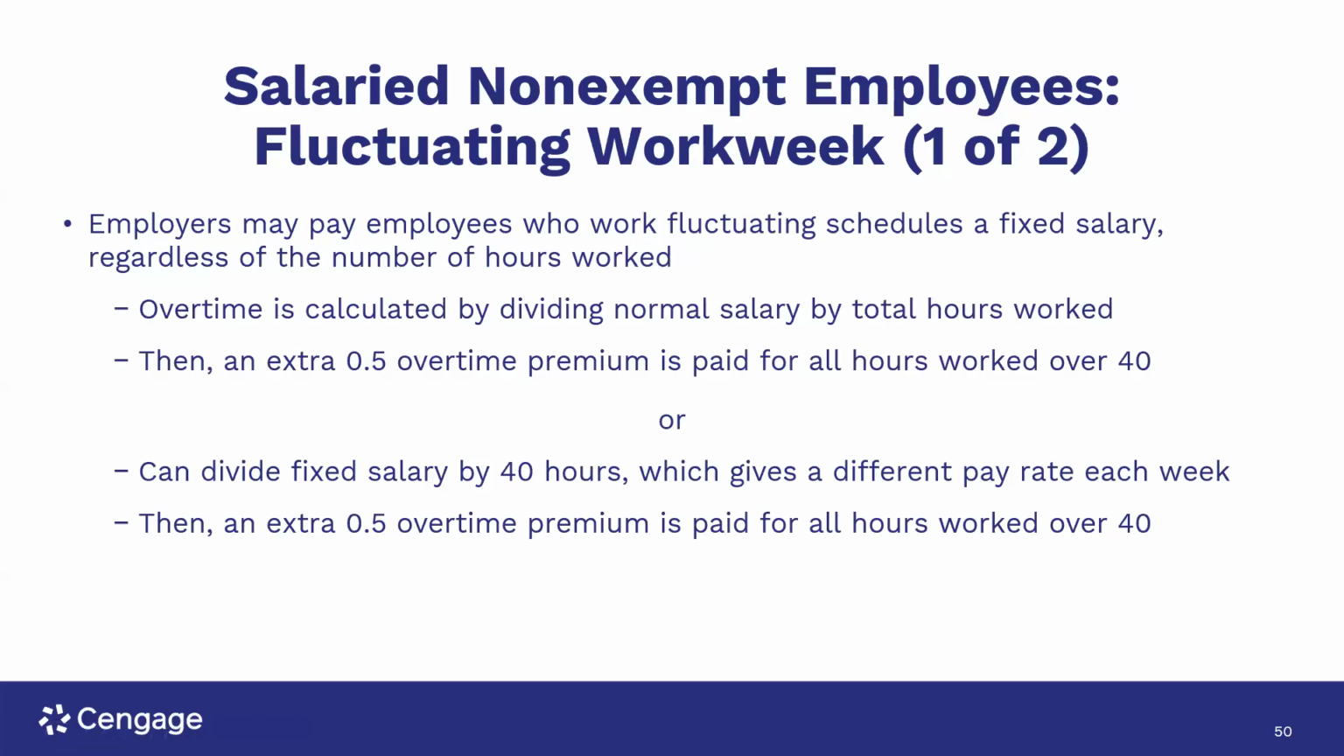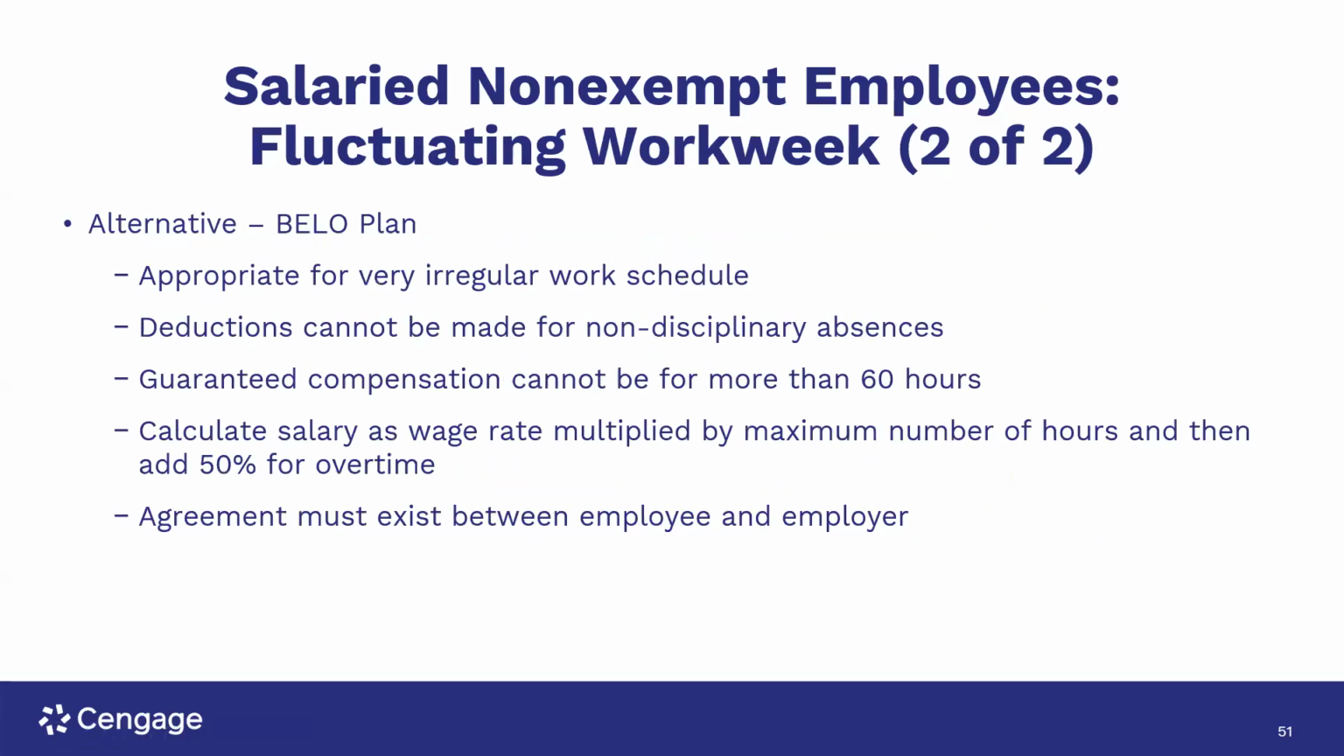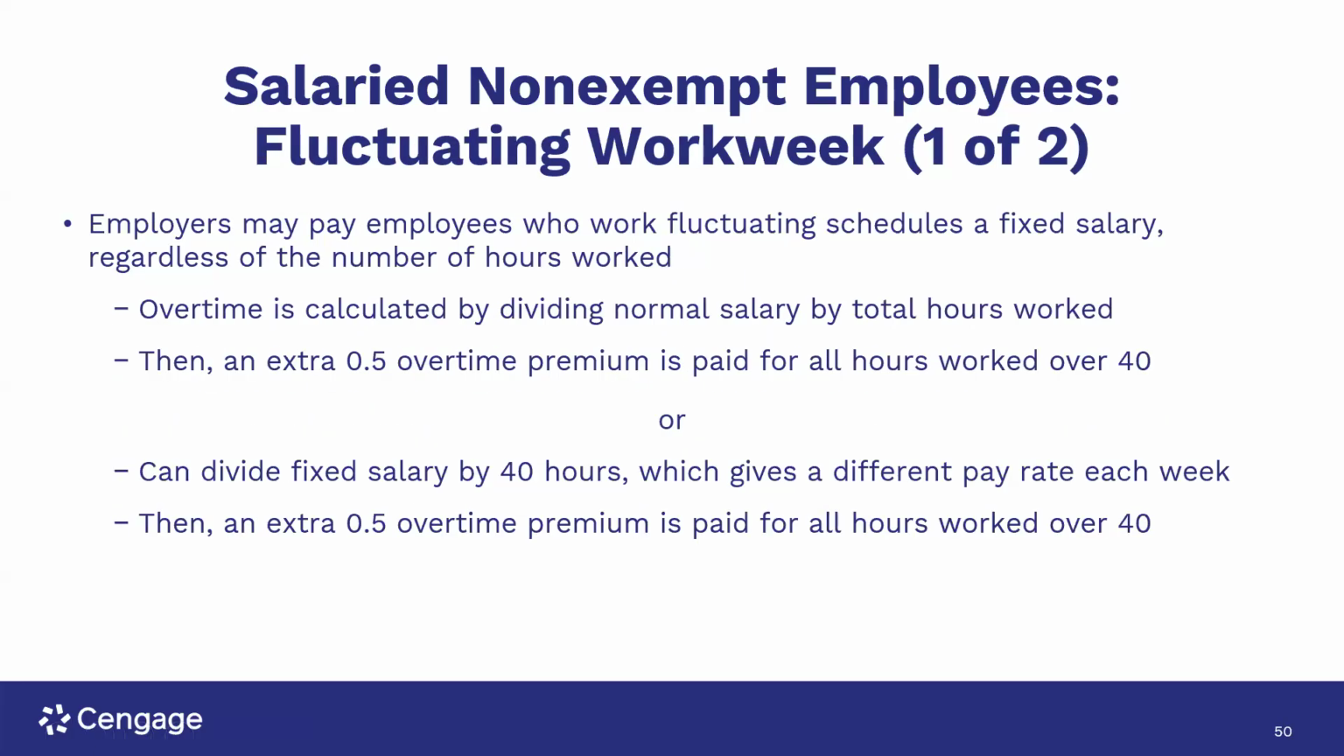There's also an alternative called the BELO plan, and it's appropriate for a very irregular work schedule, but it's much more restrictive than the fluctuating work week method. The fluctuating work week method is generally better for employees though, because they're getting paid that time and a half overtime premium for hours over 40.